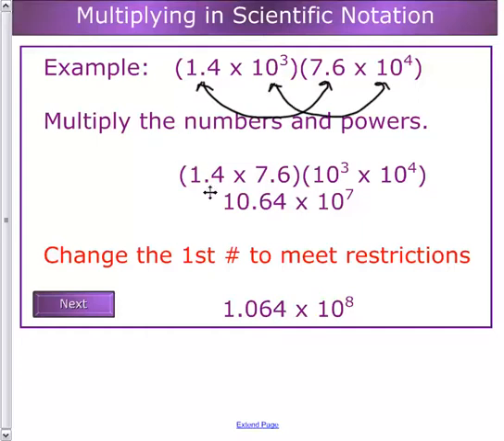So 1 and 4/10 times 7 and 6/10 would give us 10 and 64 hundredths. You can do that without your calculator. And then 10 to the third power times 10 to the fourth power is like having 3 tens written out times 4 tens written out, which we know is the same as adding the exponents to get 7. Okay, now remember to always put it in scientific notation.